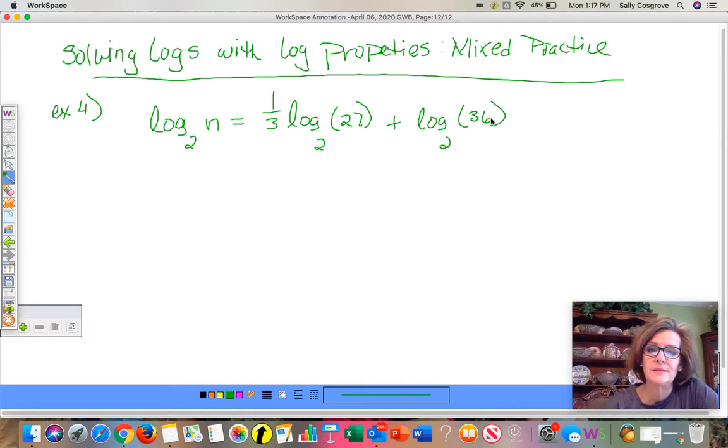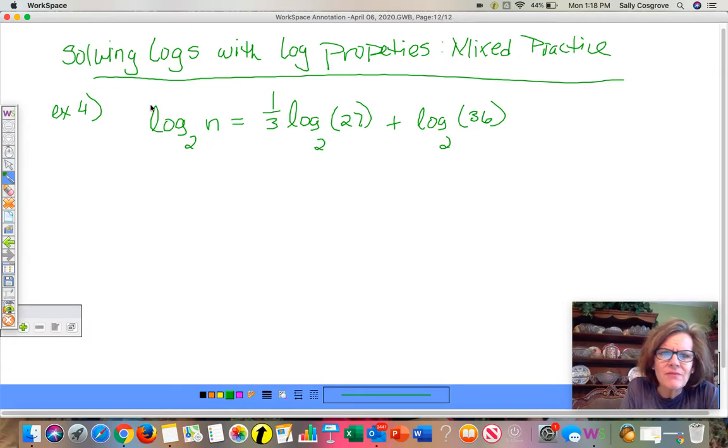Well, one, I have the word log written 3 times. I have one of them on the left side and 2 of them on the right side. So more than likely, I'm going to need to do something that combines the 2 on the right side. Notice what's in between them, a plus sign. So think about your properties that involve adding 2 logs. Okay, they're all in base 2. Great. We'll be able to solve it.